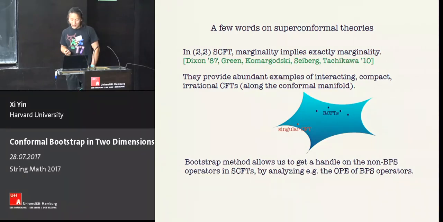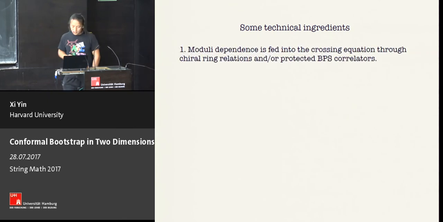The bootstrap method allows us to get a handle on the non-BPS operator content in these superconformal theories by, for example, analyzing the OPE content of a pair of BPS operators. We can get some bounds, not yet solving the theory entirely, but at least some kind of non-trivial bounds. To do this, we need to figure out how to feed in the information of the moduli dependence. That can be fed into the OPE through some known Cardy-like relations or some protected BPS correlators.